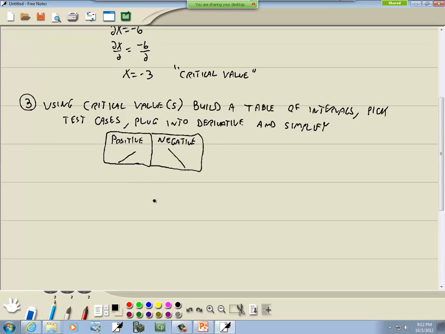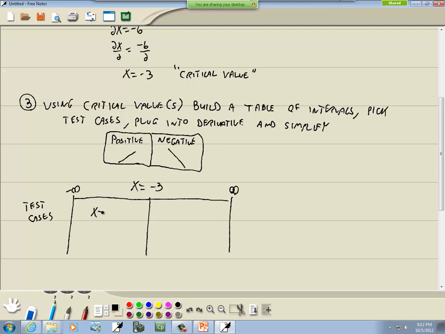If its sign is negative, that means your graph is decreasing. Okay, so we got x is equal to negative 3, which is right here. So build a table of intervals. Clear over here is positive infinity. Clear over here is negative infinity. Now we want to pick test cases. I want to choose a value between negative infinity and negative 3. It doesn't matter what you pick. I'll pick negative 4. And over here we want to pick a value between negative 3 and infinity. I'll choose 0.